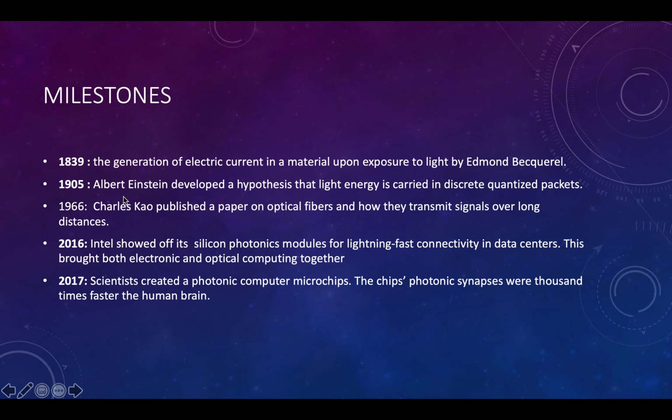There's also Charles Kao, who wrote a paper on optical fibers, and they were developed after that. Intel put together electronic components with optical components to create a module that was really fast. And also, like I said, the AI component of optical computing. In 2007, scientists created photonic computer microchips, which were 1,000 times faster than a human brain. So it clearly shows where this kind of technology would be great.